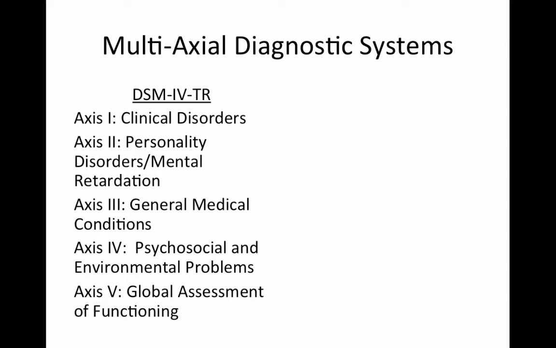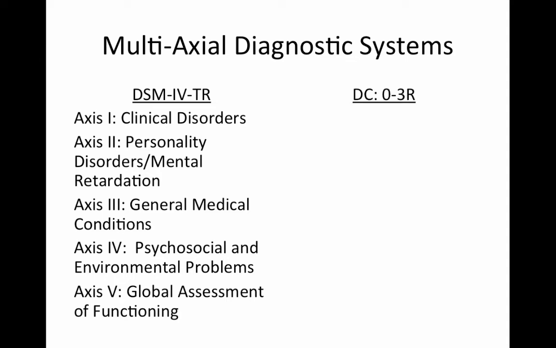Axis 5 is the Global Assessment of Functioning, or GAF score. This is a clinical rating of the client's overall level of functioning on a scale of 1 through 100, where 100 indicates superior functioning in all areas, and a score of 10 indicates that the individual is persistently in danger of hurting themselves or others. This score can be very useful in providing a quick snapshot of someone's overall level of functioning. However, one of the major changes in the DSM-5 has been to eliminate this score.